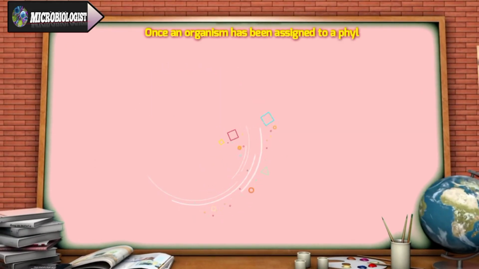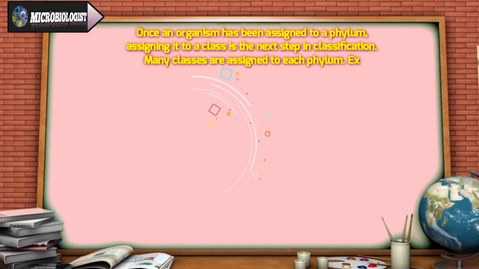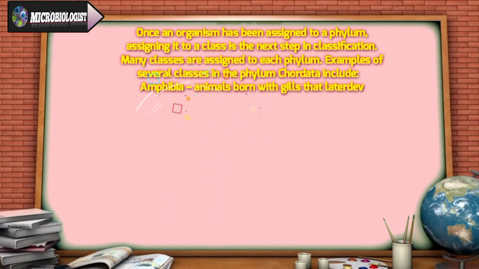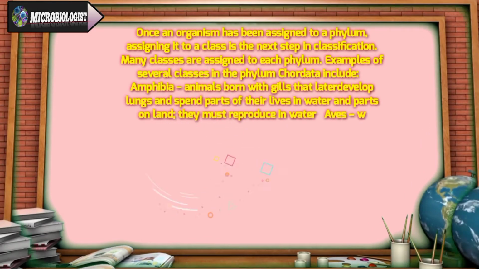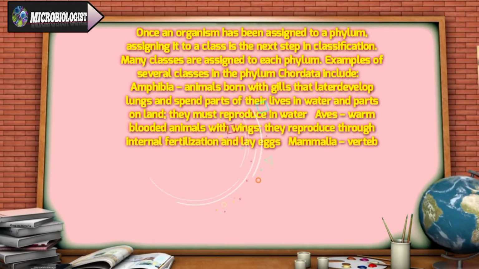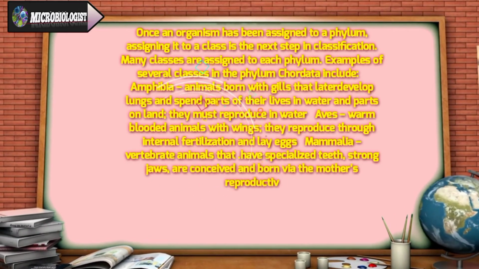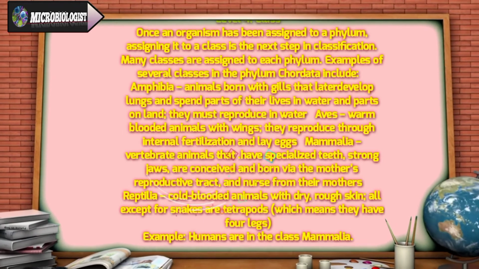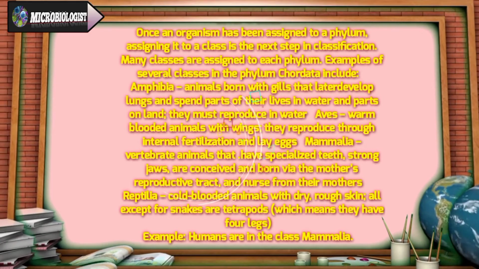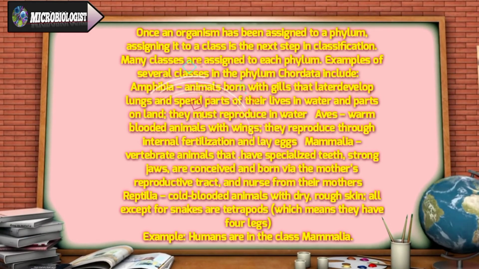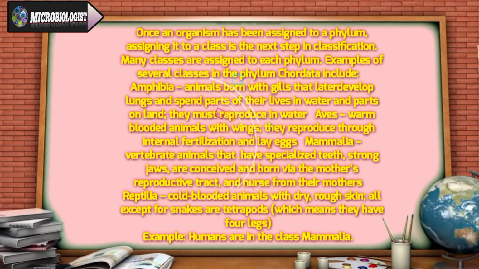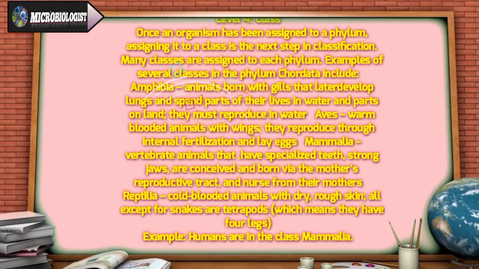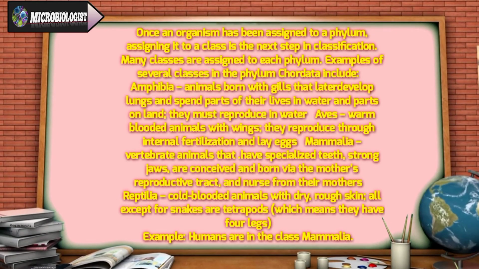Level 4, class. Once an organism has been assigned to a phylum, assigning it to a class is the next step in classification. Many classes are assigned to each phylum. Examples of several classes in the phylum Chordata include Amphibia, animals born with gills that later develop lungs and spend parts of their lives in water and parts on land. They must reproduce in water. Aves, warm-blooded animals with wings. They reproduce through internal fertilization and lay eggs. Mammalia, vertebrate animals that have specialized teeth, strong jaws, are conceived and born via the mother's reproductive tract, and nurse from their mother. Reptilia, cold-blooded animals with dry, rough skin; all except for snakes are tetrapods, which means they have 4 legs. Example: humans are in the class Mammalia.